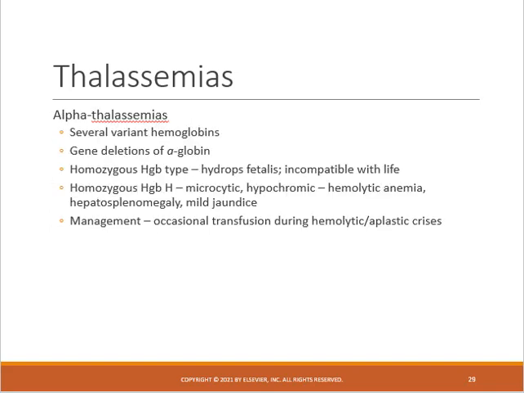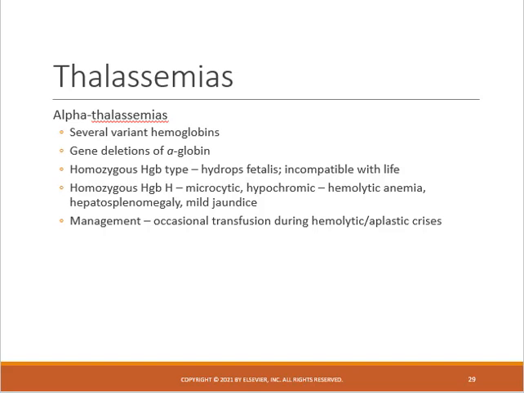There are two different types of thalassemias, alpha thalassemias and beta thalassemias. The first is the alpha, and it has several variants. It's a gene deletion on the alpha globin. One type is a homozygous hemoglobin, and that is associated with hydrops fetalis, which is a condition incompatible with life.